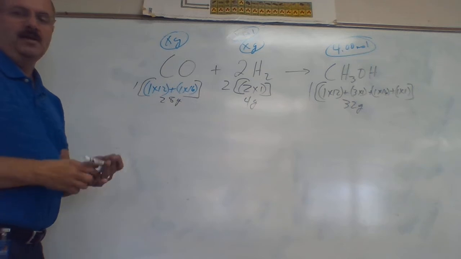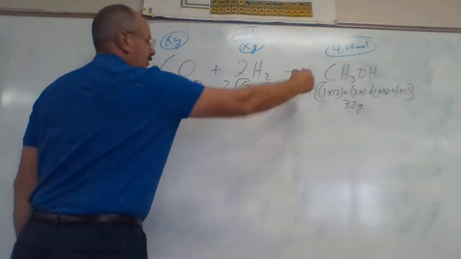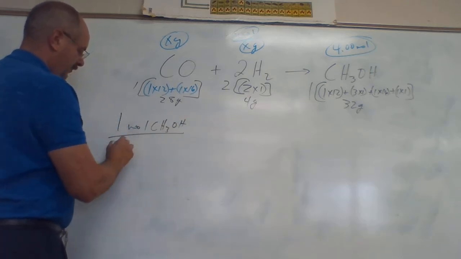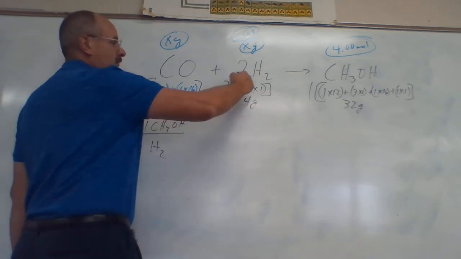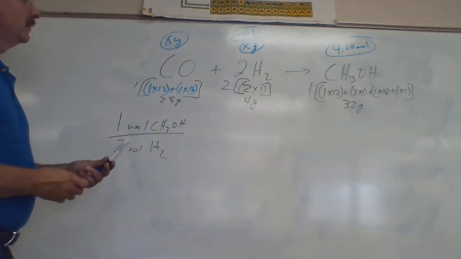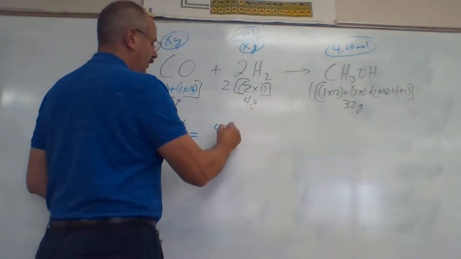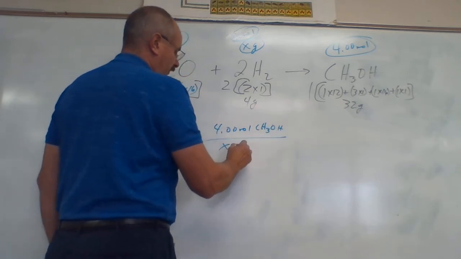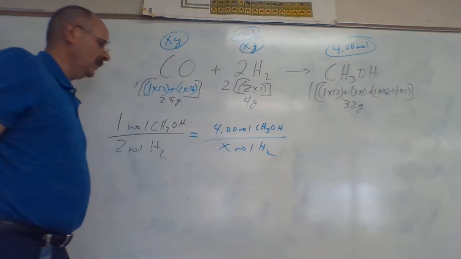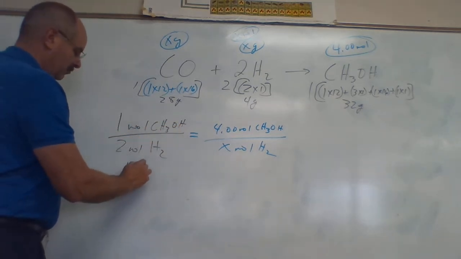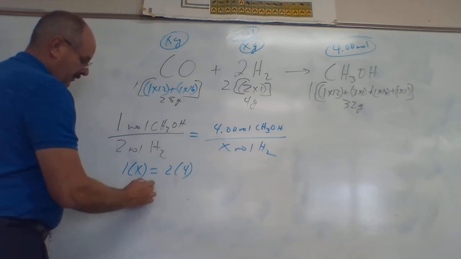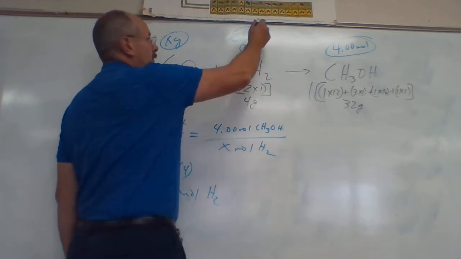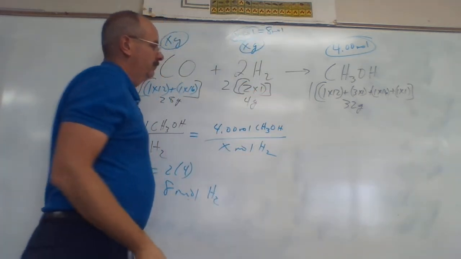So if I do moles to moles, I've got to use my numbers from the balanced equation. So it's 1 mole of CH3OH to 2 moles of H2. That's coming from here. We're not using molar mass this time. Now, I don't have 1 mole, I've got 4.00 moles of CH3OH. I'm going to find X moles of H2. So cross multiply: X times 1 equals 2 times 4. So that is 8 moles of H2. So we know now this is 8 moles.